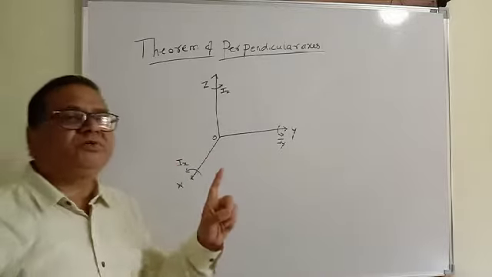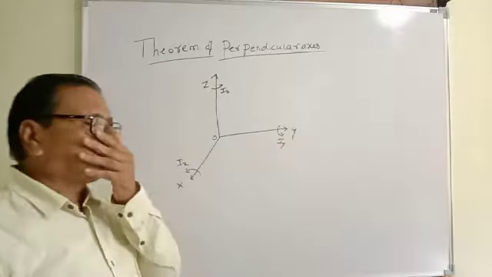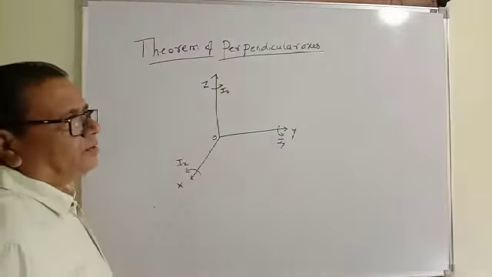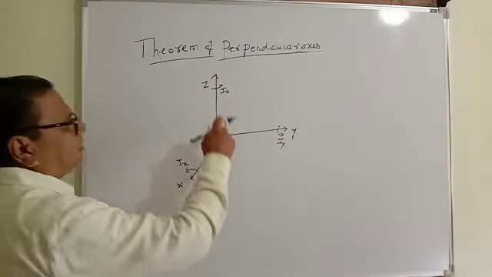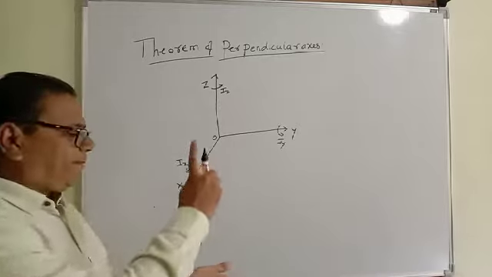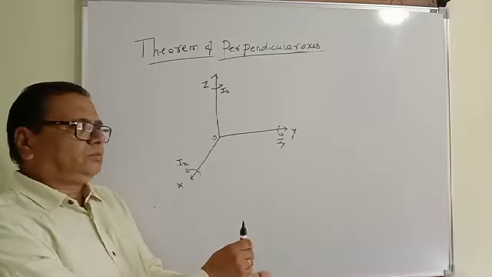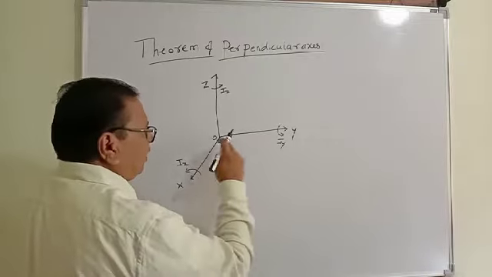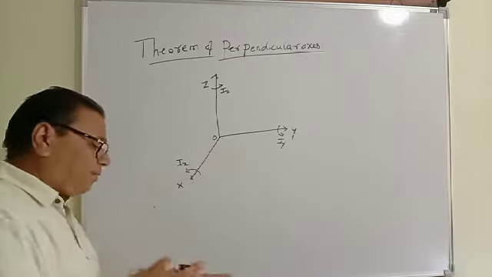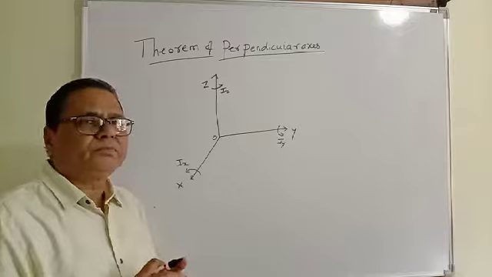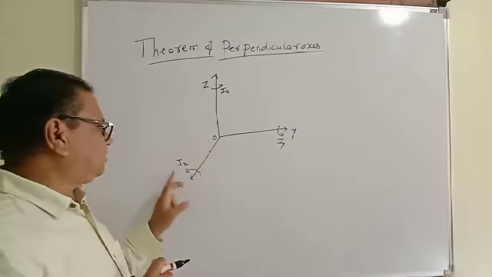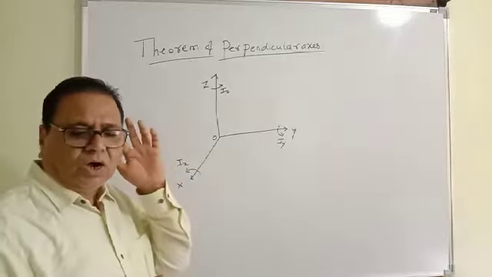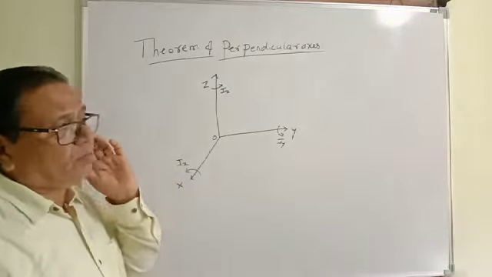So we are discussing the first part, diagram and description. Let us consider a laminar body rotating about an axis OZ perpendicular to the plane of the body. Consider two axes, OX and OY, in the plane of the body. Let Ix, Iy, Iz be the moments of inertia of the laminar body.